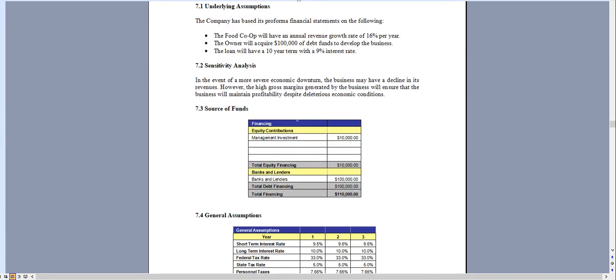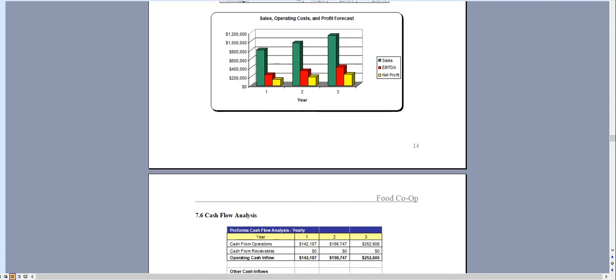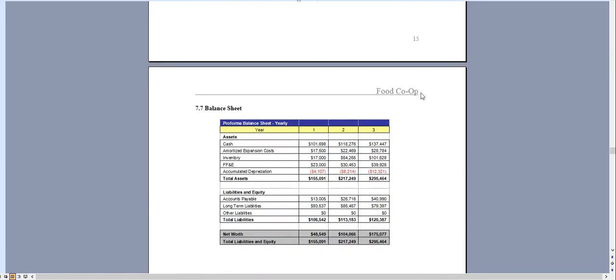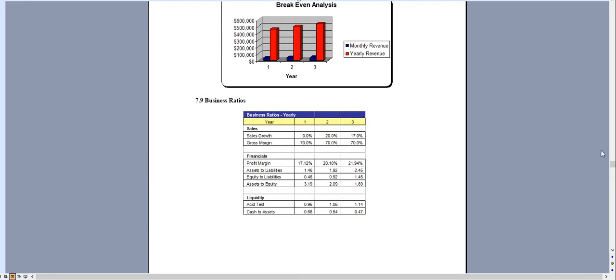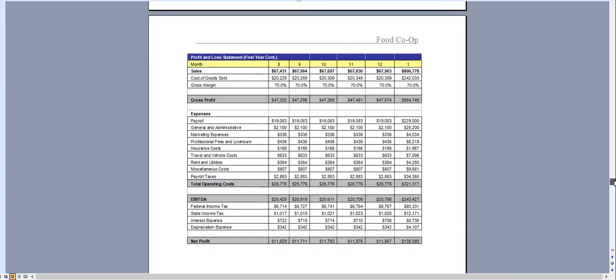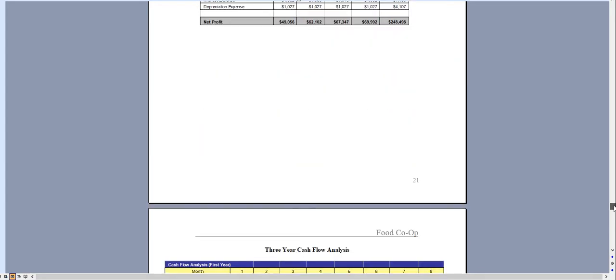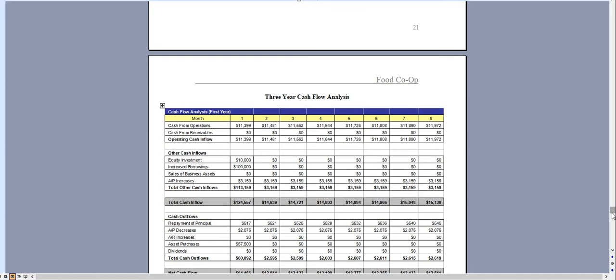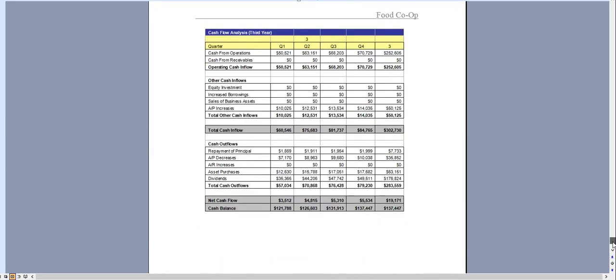And finally, the financial plan, which is done on a three-year basis and has a profit and loss statement, cash flow analysis, balance sheet, break-even, business ratios, and for the first year, we break down the profit and loss monthly. It's quarterly for year two and quarterly for year three, and the same with the cash flow analysis. Broken down monthly for the first year, quarterly for year two, and quarterly for year three.